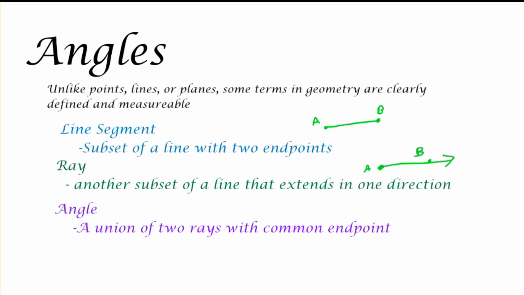Now, an angle is a union of two rays. Those rays have a common endpoint, and both rays continue indefinitely in the other direction. So I can have 3 points, and of course each of those points has a title A, B, and C. B is that common endpoint for both of these rays.